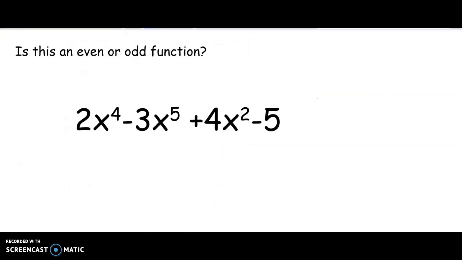Okay, once we find the x and y intercepts, then we can move on to even or odd functions. Remember, for an even or odd function, we simply find the exponents. We have a 4, a 5, and a 2. We want the largest one. The largest one is 5. That is an odd number, so this is an odd function.